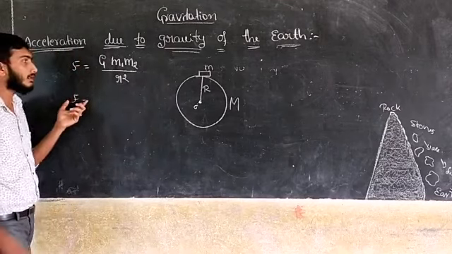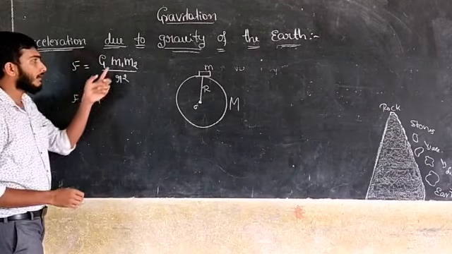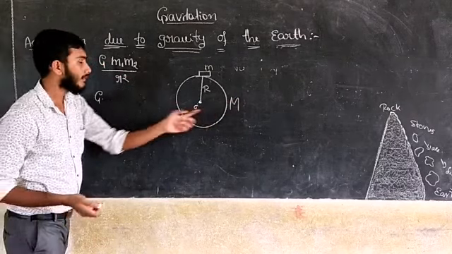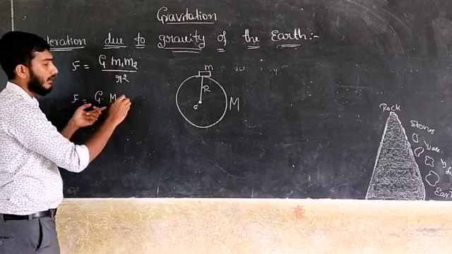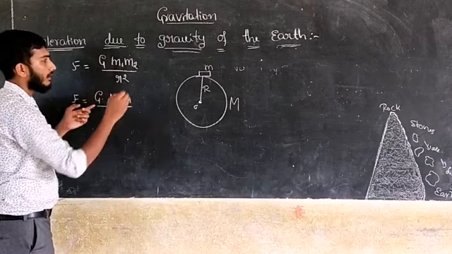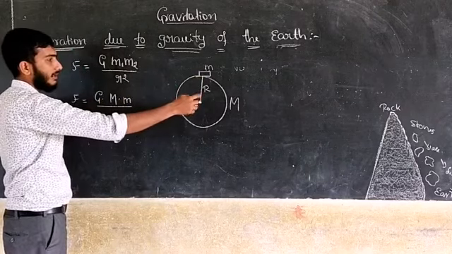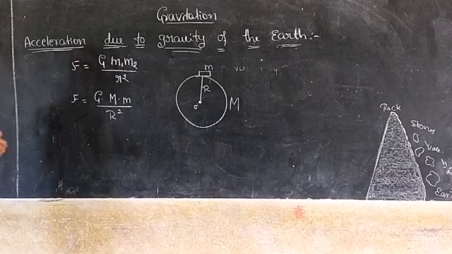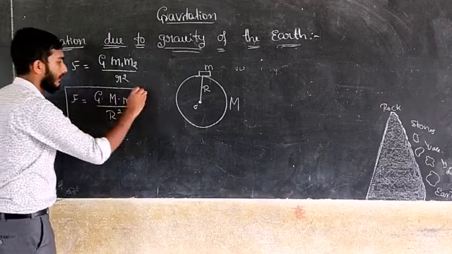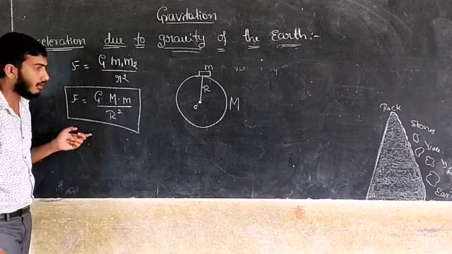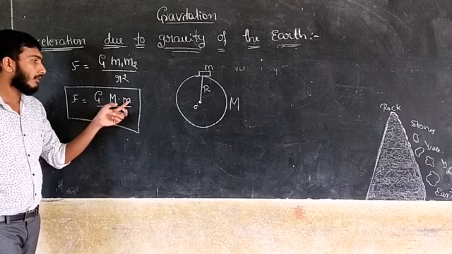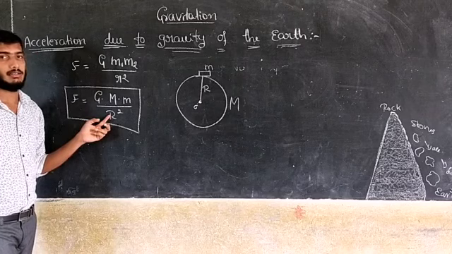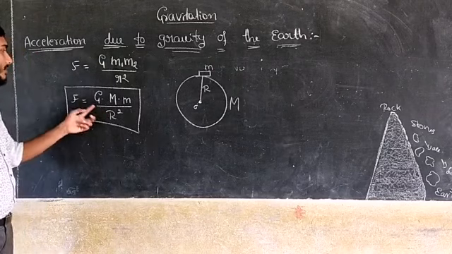So that equation is F is equal to G, the constant, then m1 is the mass of the earth, and m2 is the mass of the given body, and r is the distance from the center to the position of the body, so you take r square. Here F means gravitational force, G is the gravitational constant, M means mass of the earth, small m means mass of the given body, and r means radius of the earth. So this is the expression for force.